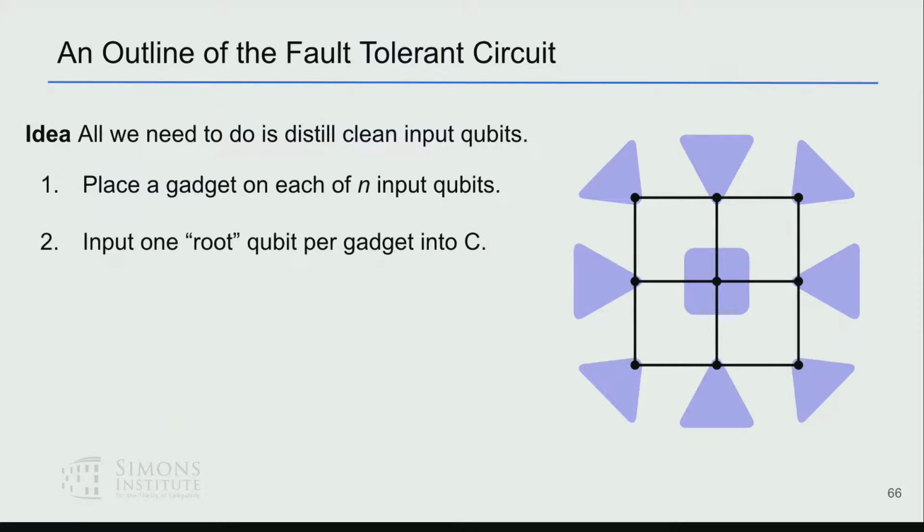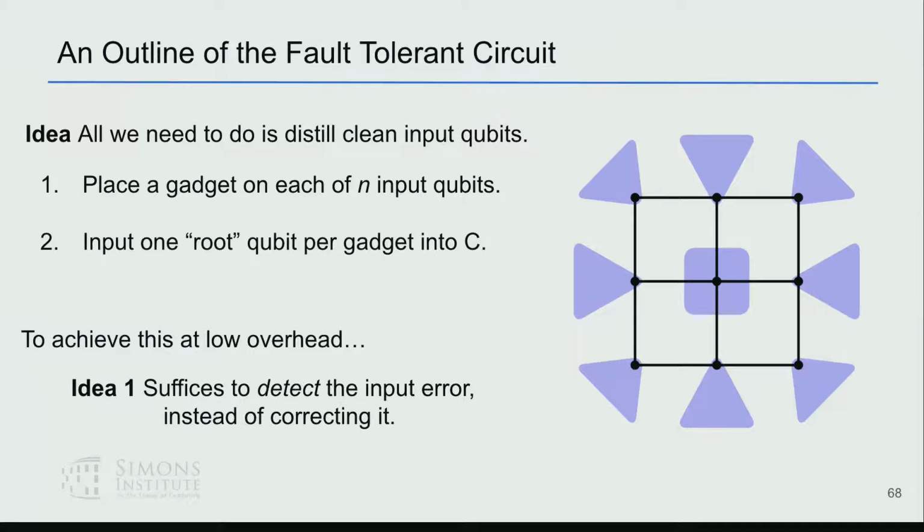Great. So this is still very high level for now, but I wanted to give some foreshadowing for how we would go about doing this at low overhead. To do so, we really just need 2 ideas. The first one is going to be a nice structural property of IQP circuits, which enables us to just focus on error detection and not error correction. And the second idea will be the design of a gadget roughly inspired by state distillation. I'll spend the next few slides discussing this idea.